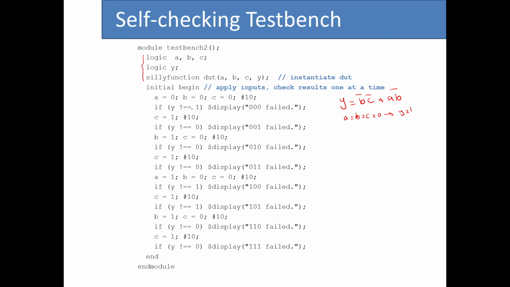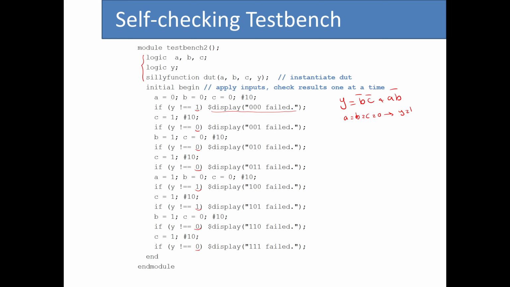If the value for y is not 1, we display that 0, 0, 0 has failed, so we display a message. Then we do the same for the next possible combination, and we check whether the output is correct or not. Remember, since we have the Boolean function, we can know what is the correct output. So that's why we can basically check whether the synthesized circuit is actually producing the correct outputs for us.